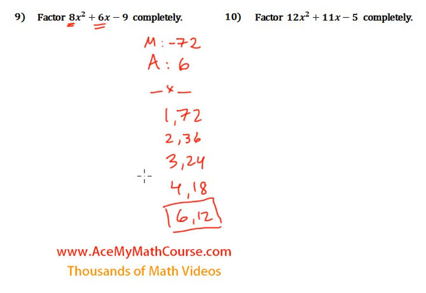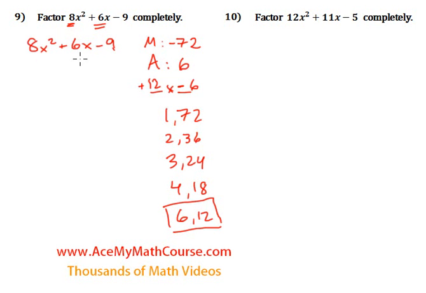And why is that? Because the two numbers need to multiply to negative 72. So to multiply to a negative number, we need a positive number times a negative number. And if I have positive 12 and negative 6, that works. Because 12 times negative 6 is negative 72, and 12 plus negative 6 is just 6. Great.